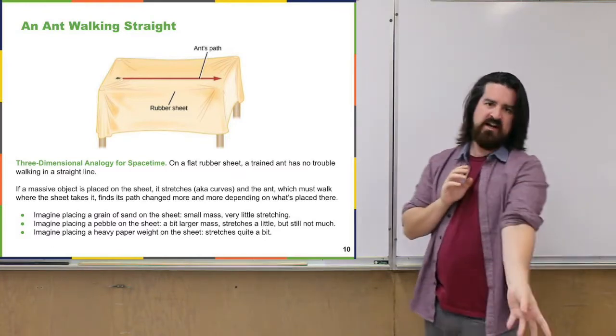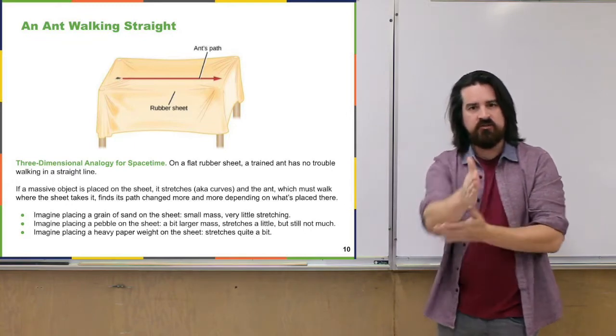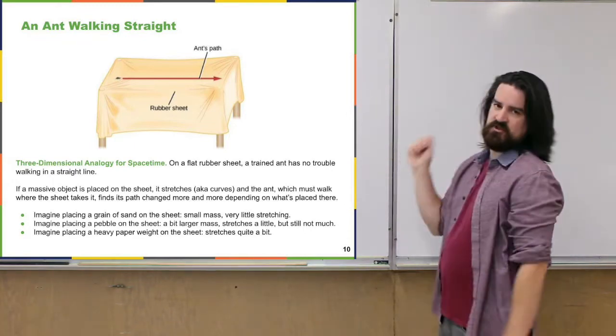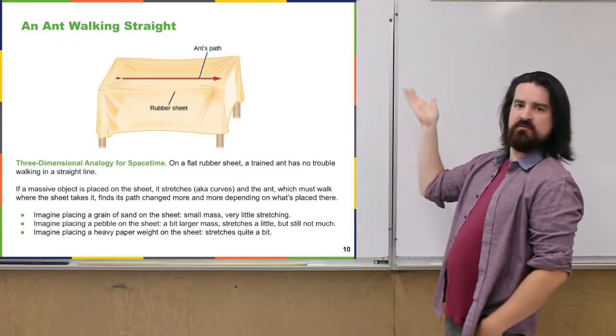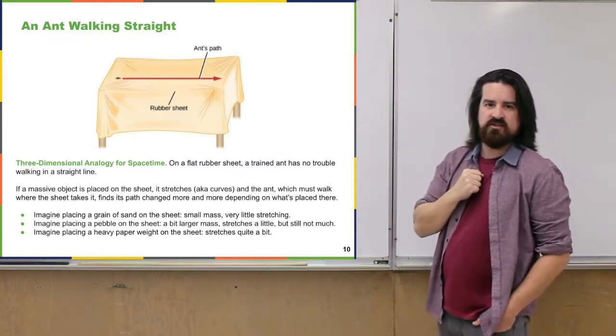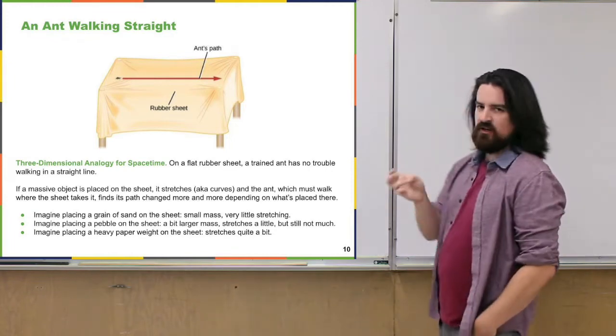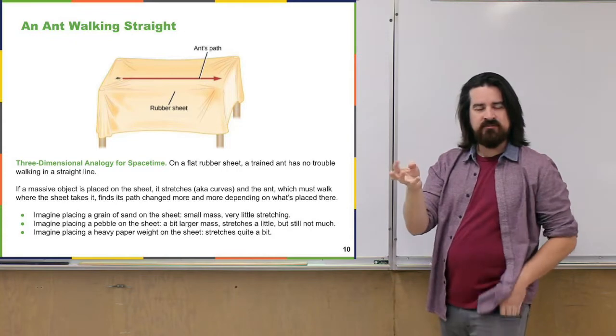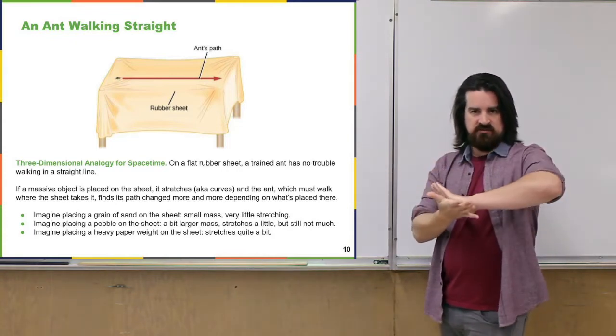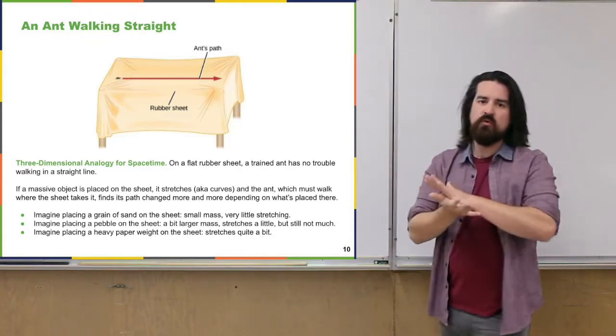So if we were to set our ant down there, let it go, it's going to walk straight across. It doesn't alter its path. From his perspective, it's going straight. For an outside perspective looking in, it seems like it goes straight too, right? The space is flat. However, if we start placing objects on this sheet, larger and larger objects, that's going to start stretching or curving the sheet more and more.